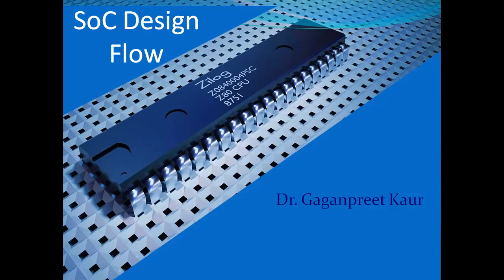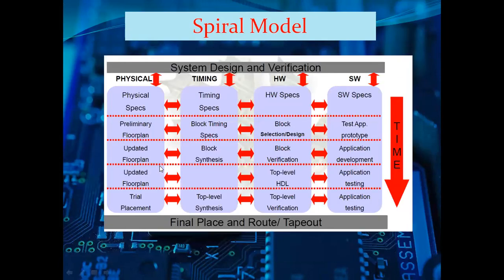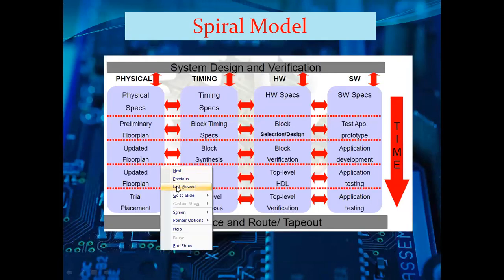With these shortcomings identified, a new model was suggested, which is known as the spiral model. The key to the spiral model was parallelism, so it maintains parallel interfacing between the different design phases. For that, four main design phases were identified. First is the physical design phase.